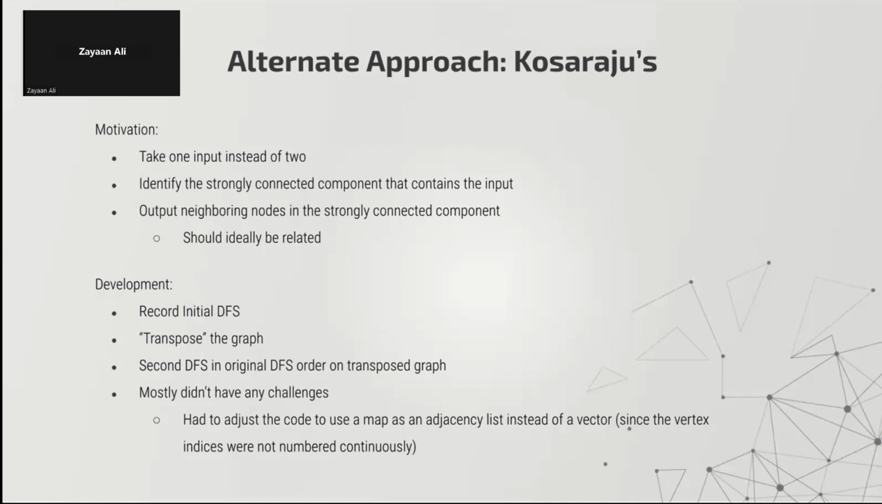So for the development process, first we recorded the original DFS, then created a transpose of the input graph adjacency list, then ran DFS again on the transpose graph in the order of the original DFS, and then added connected components when visiting each node. And so we didn't really have that many challenges with this algorithm. We just had to adjust the code slightly to use an adjacency map instead of an adjacency list, since the indices were not continuously numbered after trimming them down.